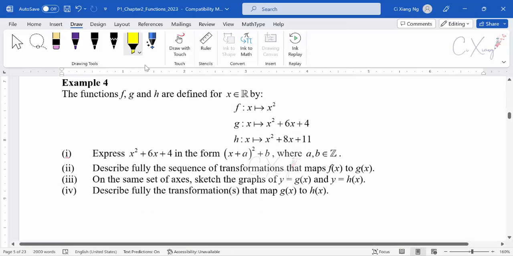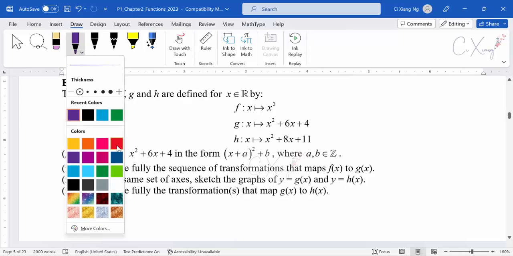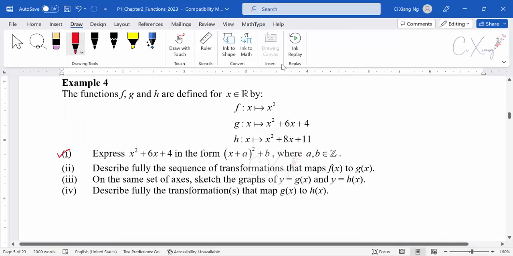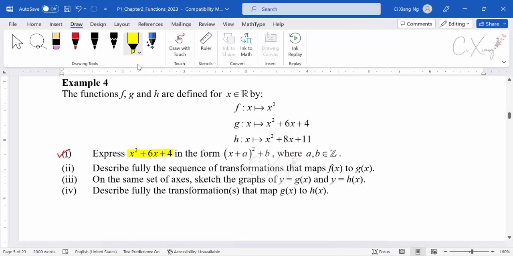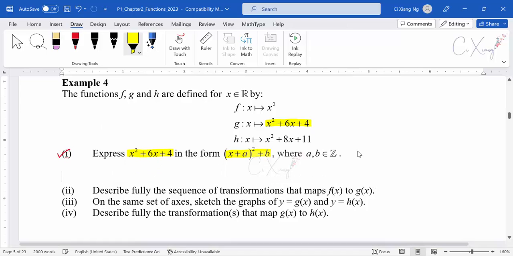So for example 4, they give us 3 different functions here, f, g, and h, and all these can be seen like this. For part number 1, they want us to express this expression, which is g(x), into this form, (x plus a) squared plus b, and then a and b must be integers. Okay, so let us start.